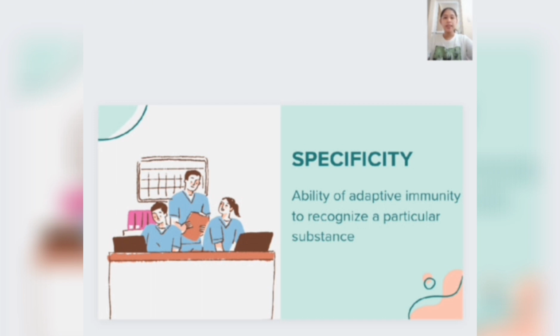Specificity, ability of adaptive immunity to recognize a particular substance. So, it is the ability to correctly identify individuals without a particular condition. It is also the proportion of true negatives. Being specific reduces false positives and is more reliable in ruling out the presence of disease.